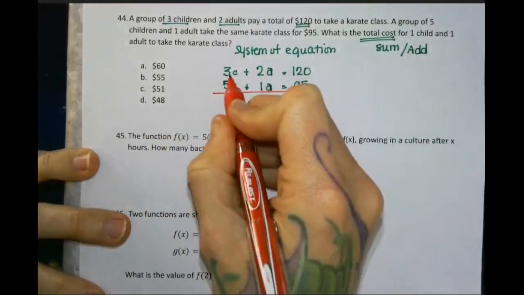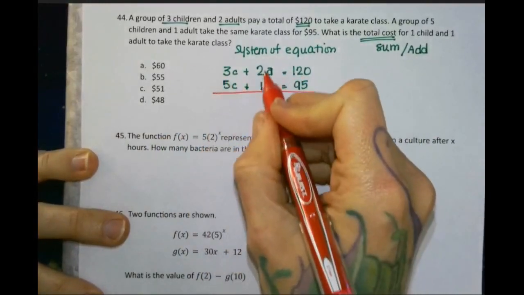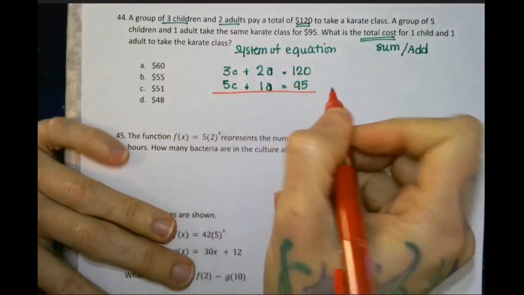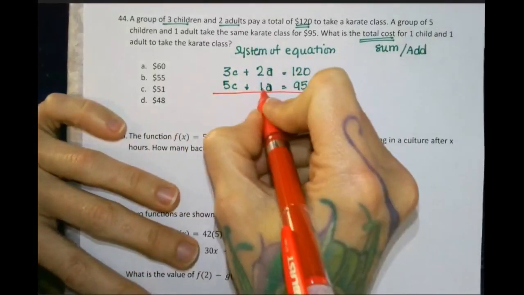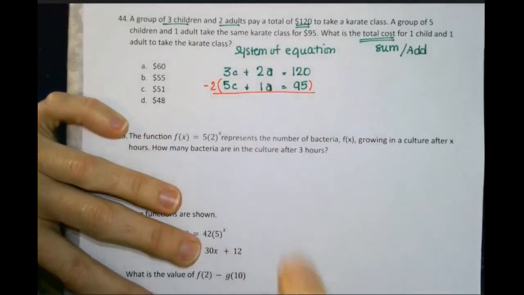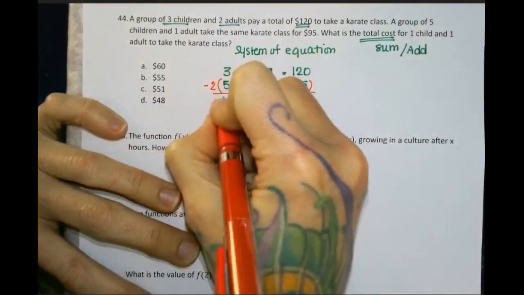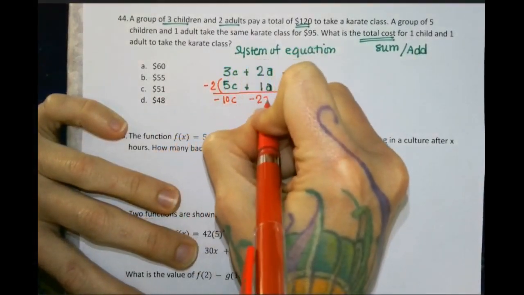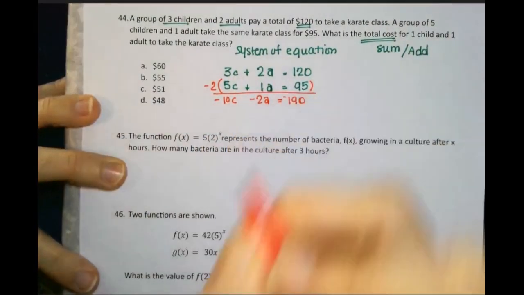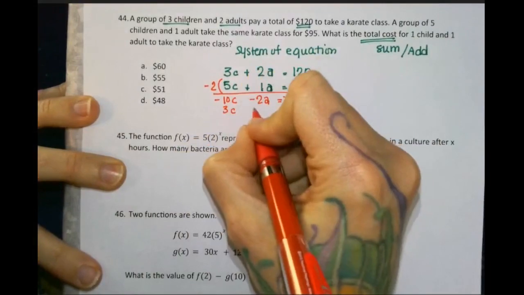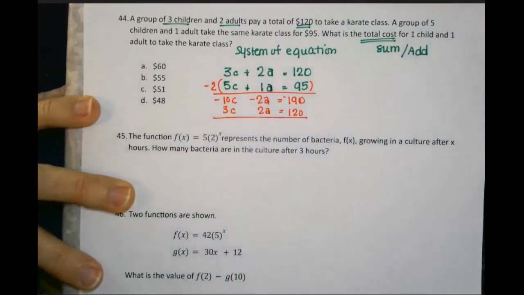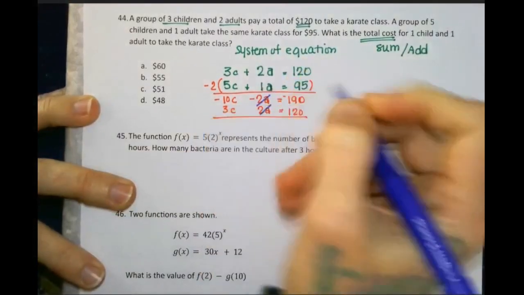We need to be able to find a matching set of numbers that are opposite. With 3 and 5, we could multiply the top one by 5 and the bottom by 3 all the way through and make one of them negative. I can make this one into a 2 by simply multiplying the second one by a negative 2, so we have same numbers but opposite. That's going to give you a negative 10c minus 2a equals negative 190. And then we're going to bring down the one we had before. And then we're going to work straight down and add. And when you work straight down and add, these are going to cancel out.